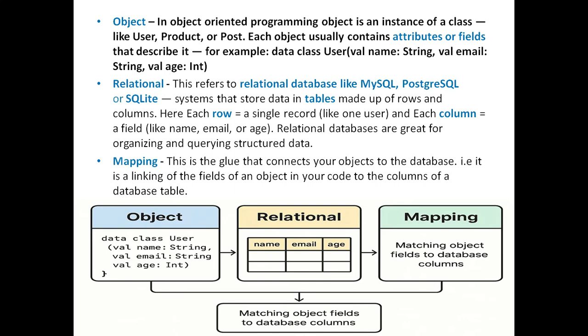Here, each object usually contains attributes or fields that describe the object. For example, data class user contains attributes name of type string, email of type string, and age of type integer.